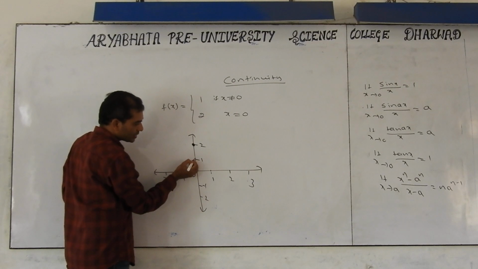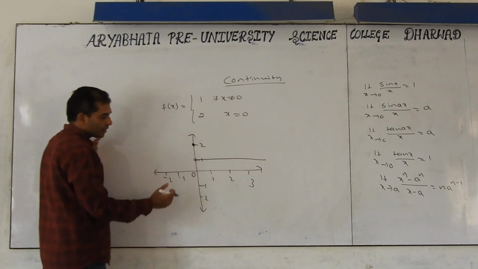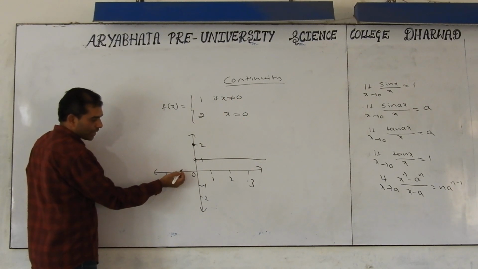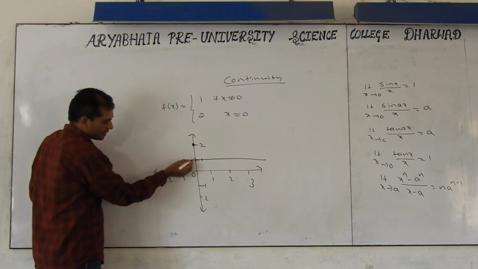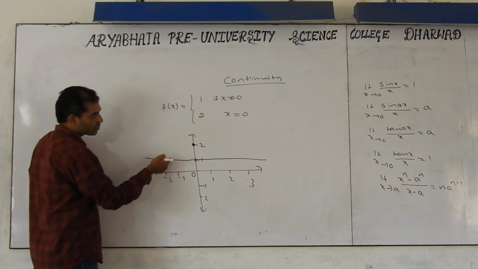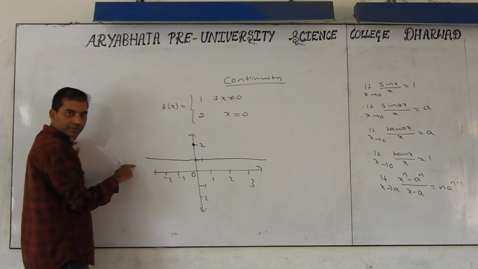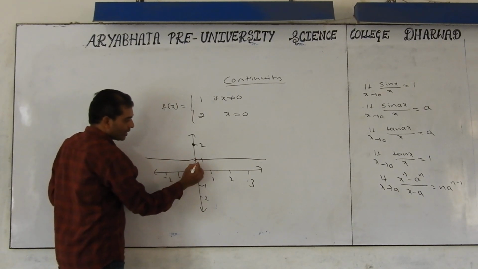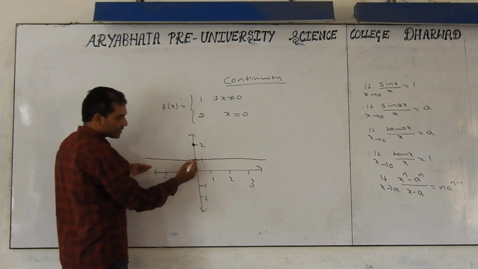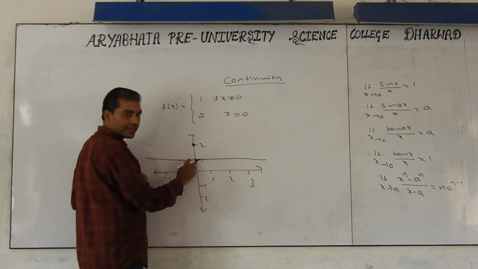At point 1, point 2, the value is 1. Next, minus point 1, minus point 2, minus point 3, these all are not equal to 0. So minus 1, minus 2, minus 3 also come under this, f of x equal to 1. Right? See this graph: this is the left limit. What is the left limit at 0? 1. This is the right limit at 0.